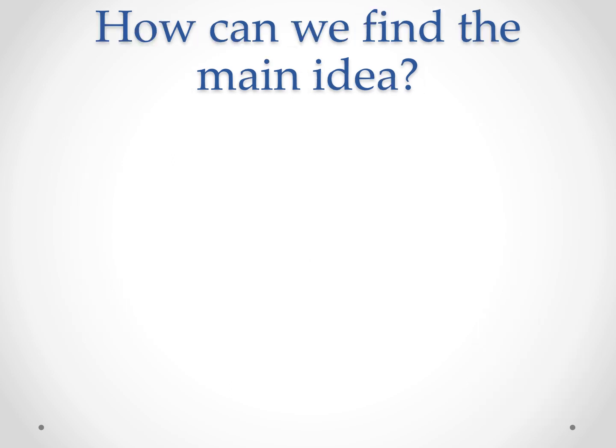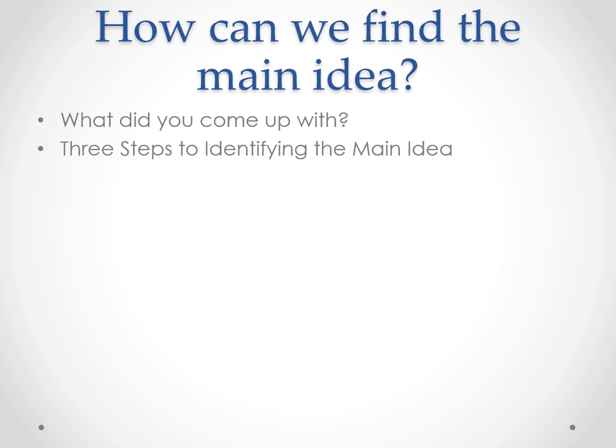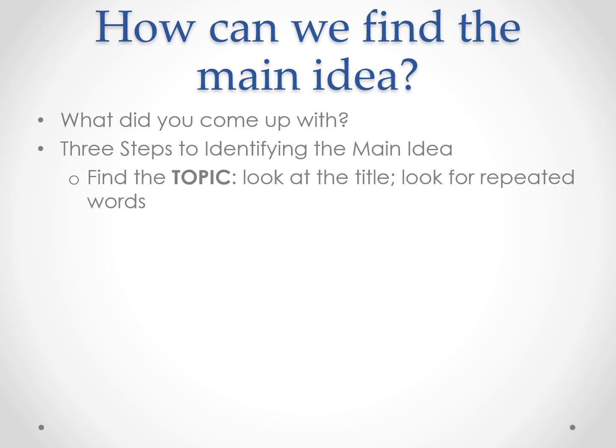All right, so let's go back to this question that we talked about earlier. So what did you come up with? What were the ideas that you wrote down? All right, well, let's go through some of the ideas that we've seen already in the book. So there's 3 steps here to identifying the main idea.